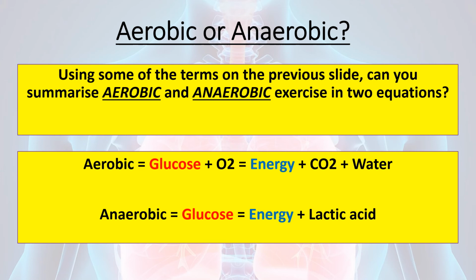The presence of oxygen allows you to maintain a level of performance for an extended period of time, for example, running a marathon. In anaerobic respiration, there is no presence of oxygen, so performance can only be maintained for a short period of time. Energy is produced in both, but in aerobic, it's carbon dioxide and water that's produced, whereas in anaerobic, it's that poisonous lactic acid that builds up, meaning you have to stop doing what you're doing.